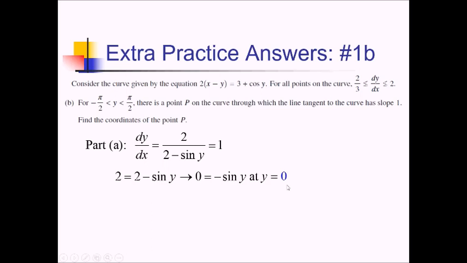But to get the rest of the point, how do we do that? Well, we have to go back to the original equation where x and y have a relationship and actually plug 0 back in here. So I can write 2 times (x minus 0) equals 3 plus cosine of 0. Simplifying a little bit, on the left side, this is just going to be 2x. On the right side, cosine of 0 is 1, so this is 3 plus 1. And if 2x equals 4, that means x must equal 2. So then we have the point (2, 0).